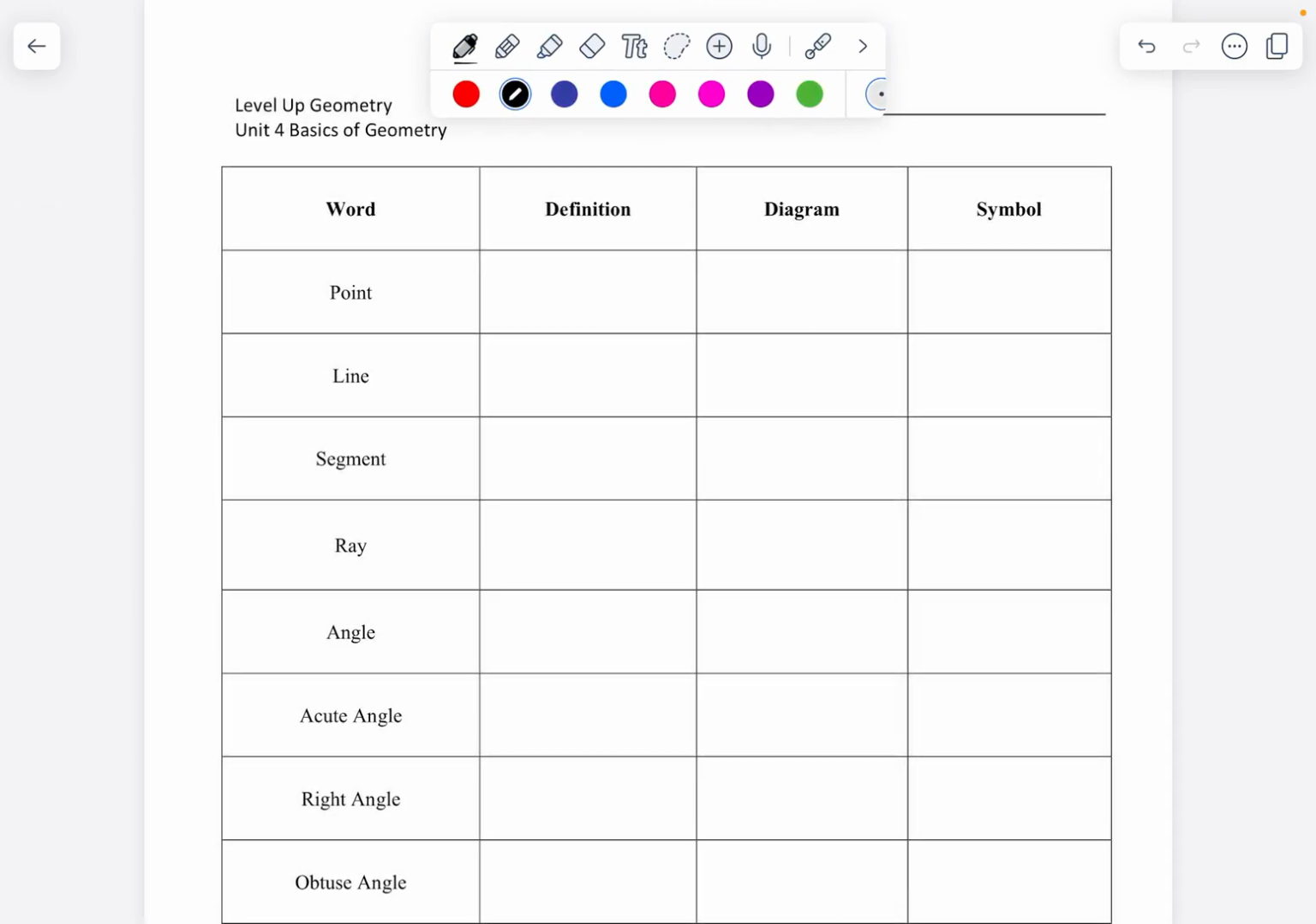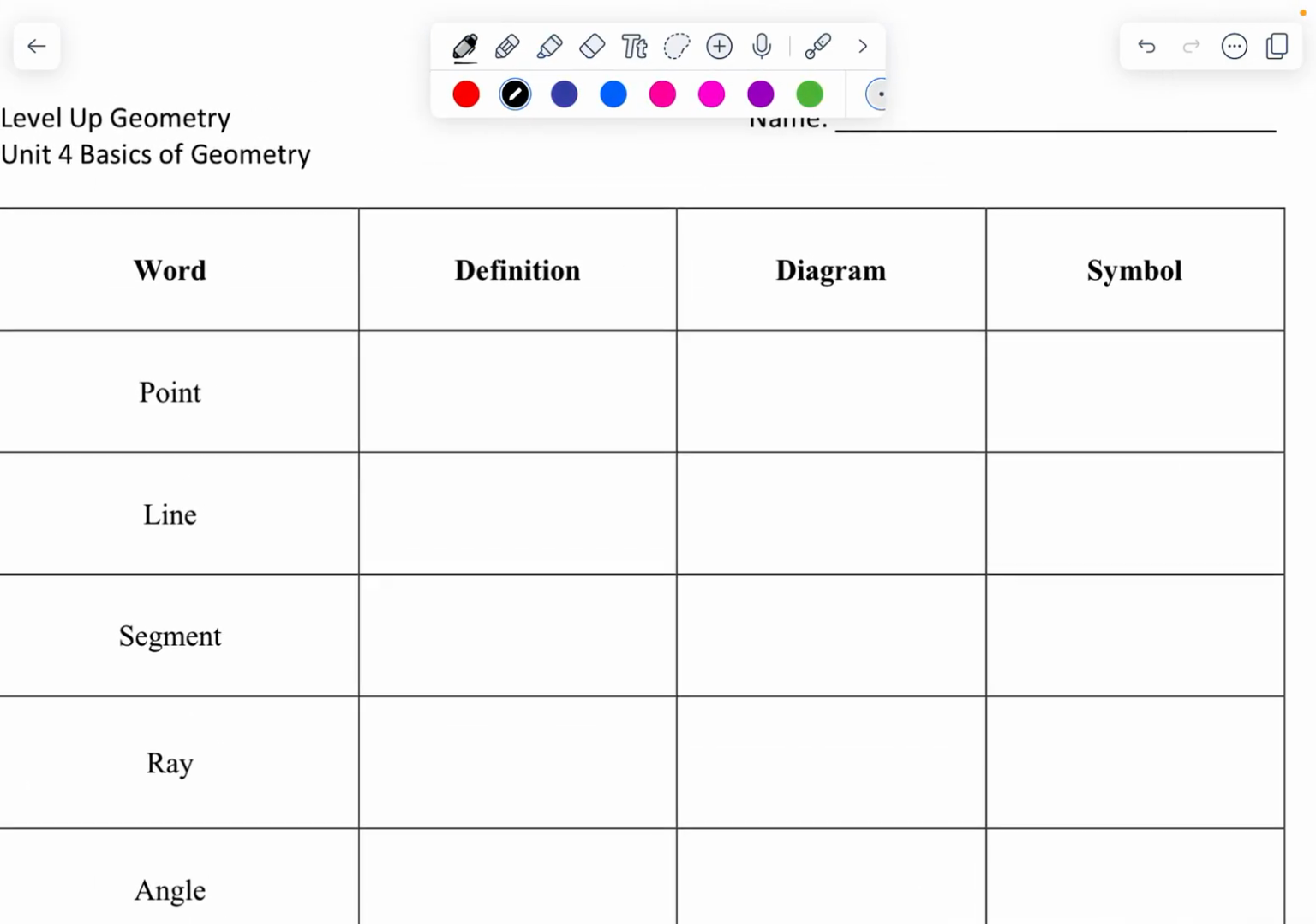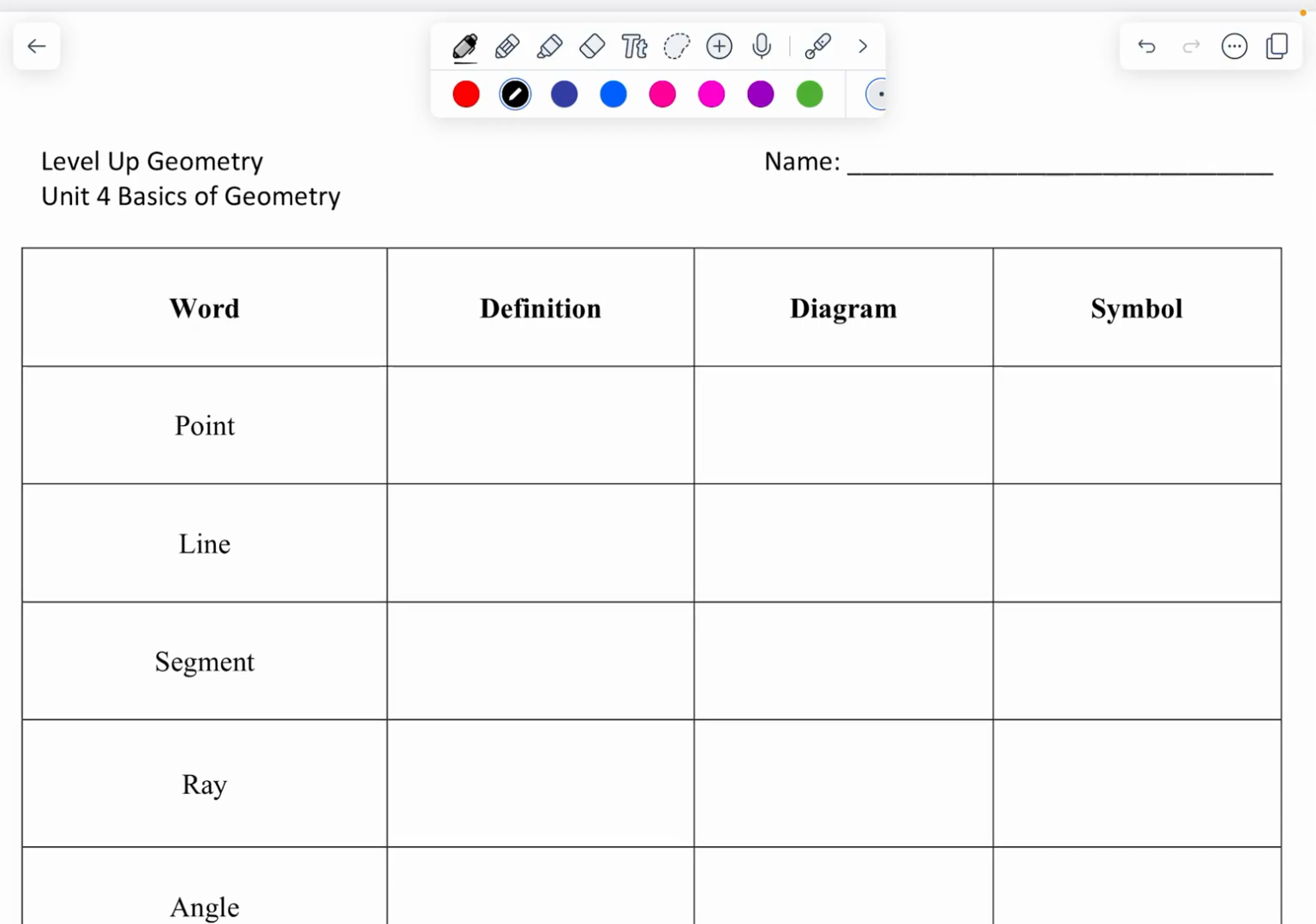Okay, so we're going to start with some just definitions. This is the boring stuff. Really, what you need to remember or just focus on is the diagram, like what it looks like, and then how to write it. So if you're given a picture, how to write a point or write a line or write a segment. Okay, so a point is just a location.